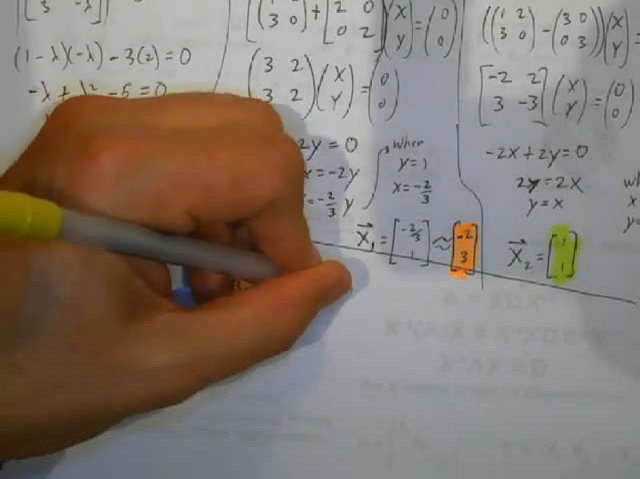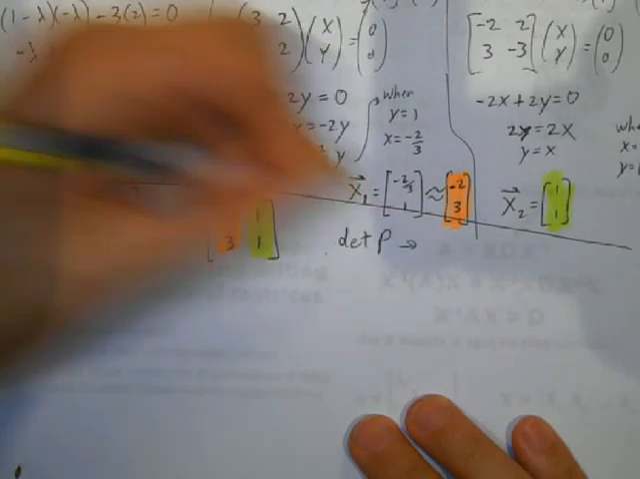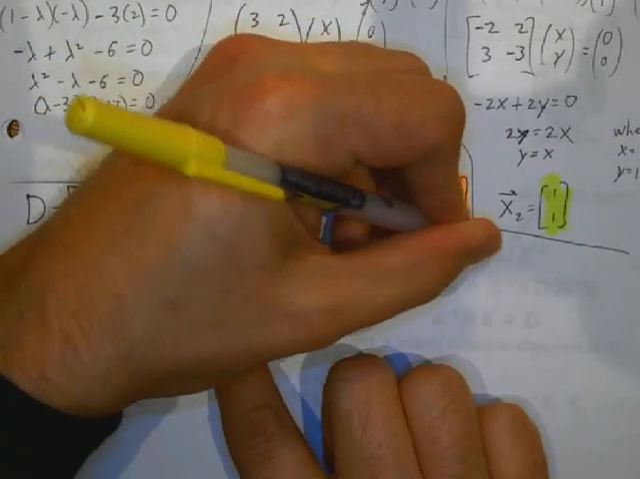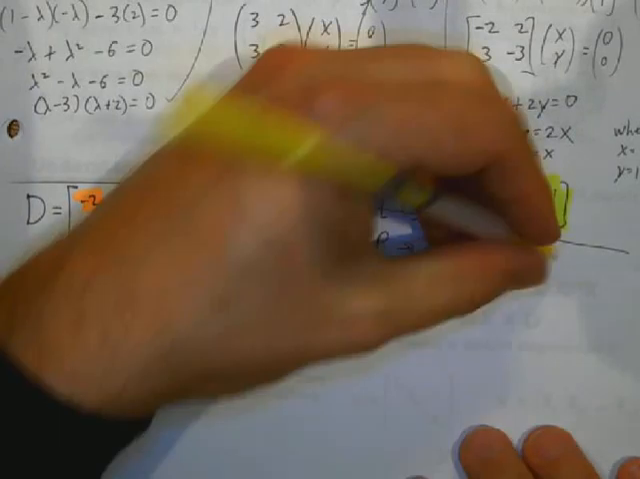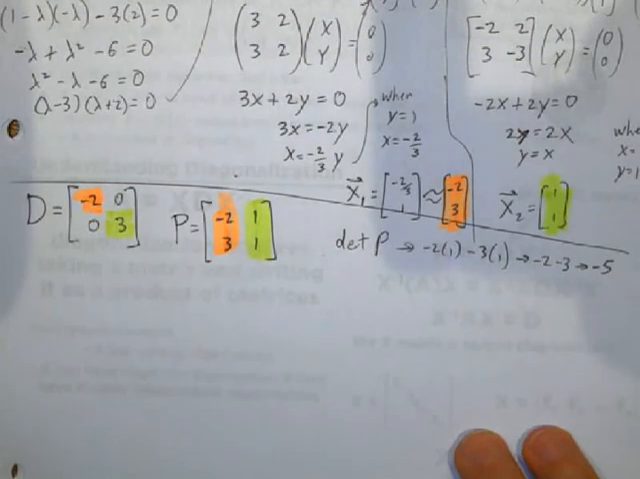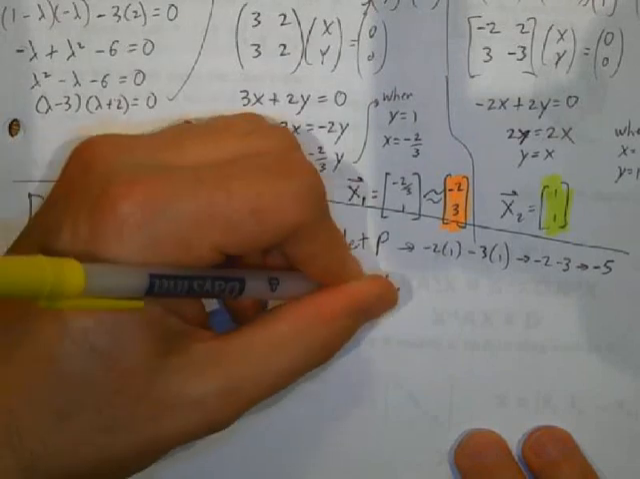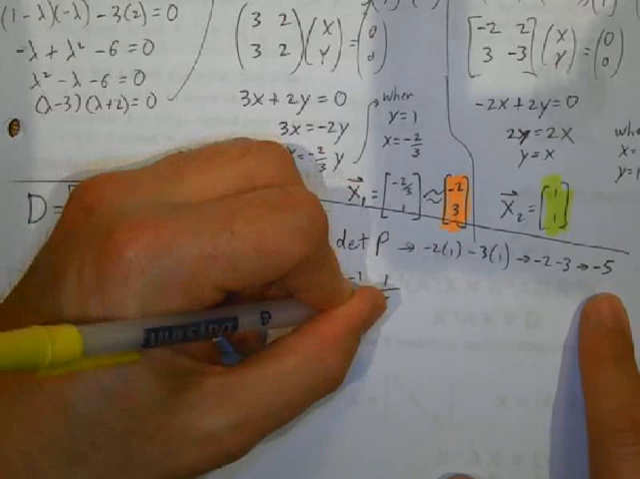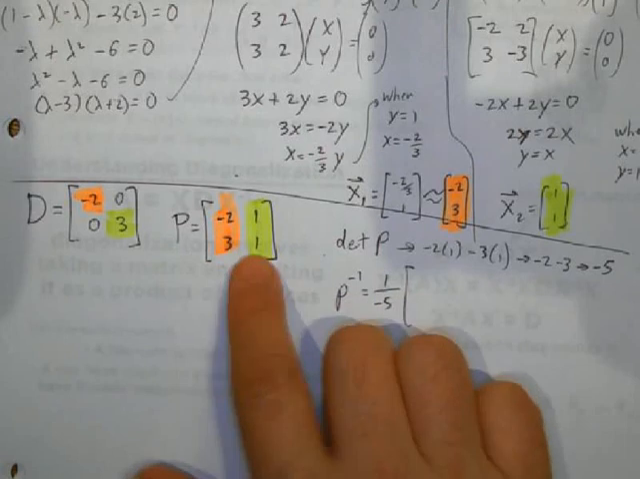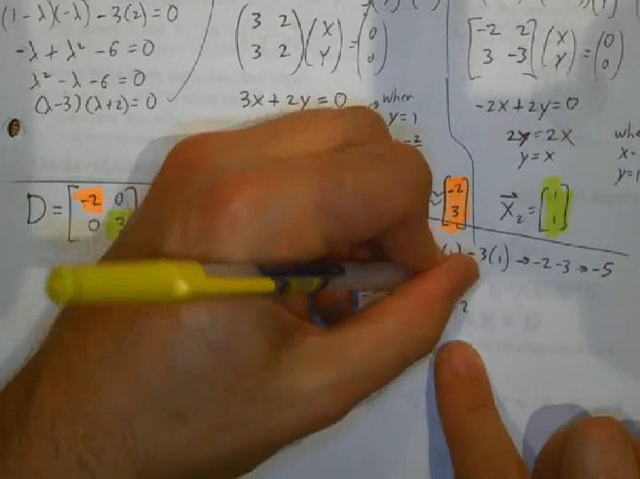Now if I find my inverse matrix P, first we have to find the determinant of P, which gives me negative 2 times 1 minus 3 times 1, which gives me negative 2 minus 3, which gives me negative 5. So my inverse matrix is going to be equal to 1 divided by my determinant, which is negative 1/5, times, okay, the negative 2 and the 1 switch places, and the 3 and the 1 change signs.